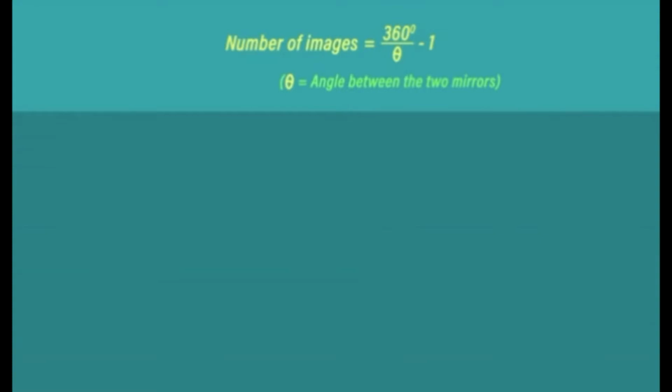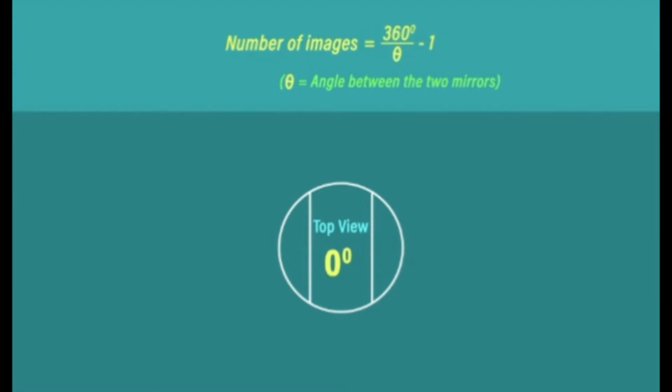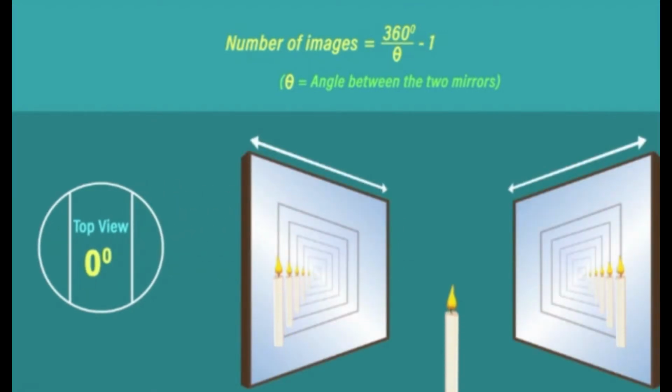What if the angle between the mirrors is 0 degrees? Well, that is the same as the mirrors kept in parallel. We get an infinite number of images. Now that can't be used in this formula, because if you put 0 as the denominator, the answer will be undefined, or we say it is infinity. Hence, we can't use the formula when theta is equal to 0.